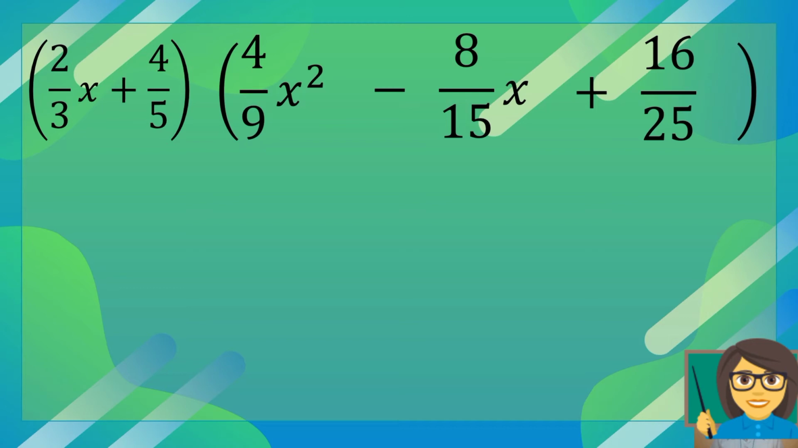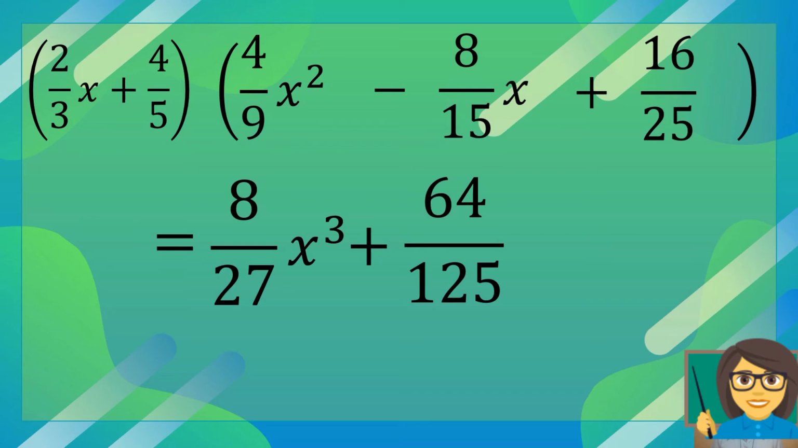We call this the product of the form. And the product is equal to the cube of 2/3 of x, that is equal to 8 over 27x cubed, plus the cube of 4 over 5, which is equal to 64 over 125.